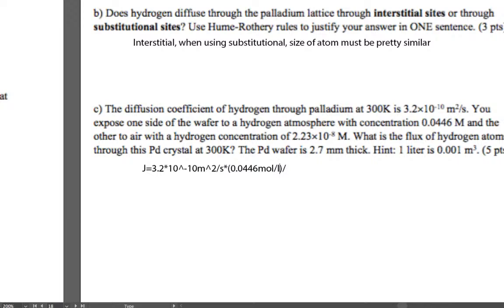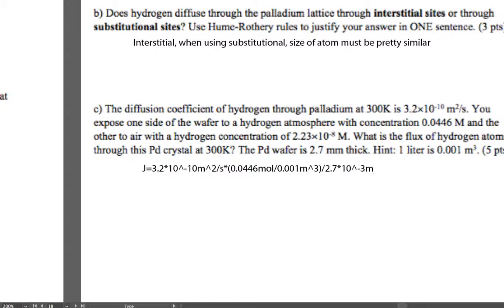And then after that we know that 1 liter is 0.001 meter cubed, so I will just replace that. Then you need to divide it by the change of x, which is 2.7 times 10 to the power of negative 3 meters. And so what you need to do is plug the entire numbers in. 3.2 times 10 to the power of negative 10 there. All of the units should match up.